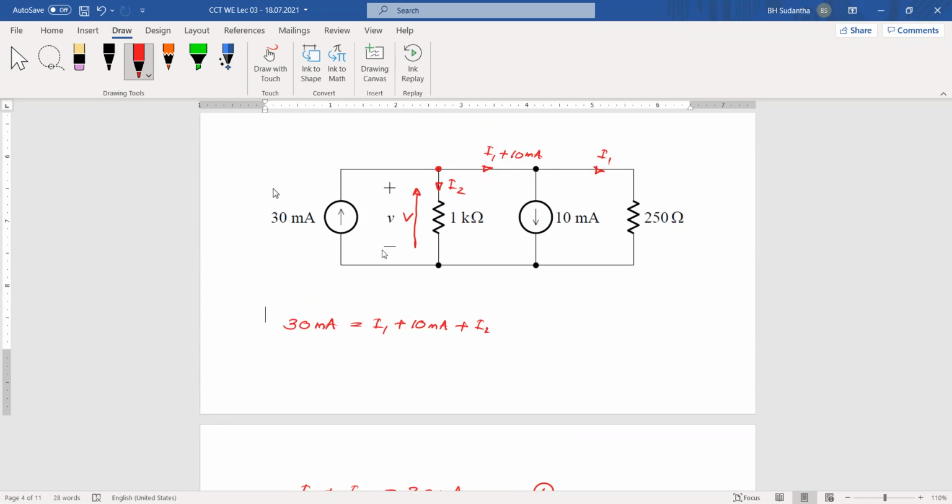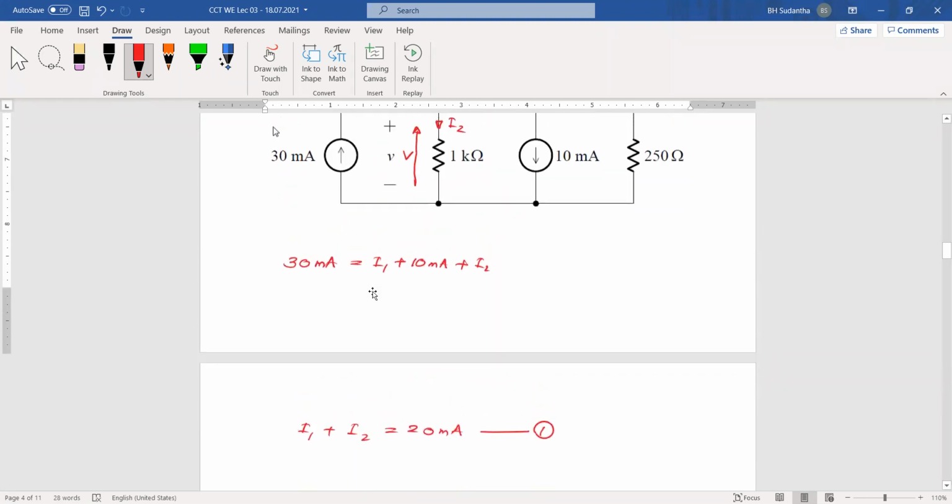Through this resistor, you can take the current going through as I1. When you consider this node, 10 milliampere current is going this way, then the incoming current of this node is I1 plus 10 milliampere. Then when you consider this node, we take the current going through this 1 kilo ohm resistor as I2, and this current is 30 milliampere. Then 30 milliampere equals I2 plus I1 plus 10 milliampere. Then I1 plus I2 equals 20 milliampere.